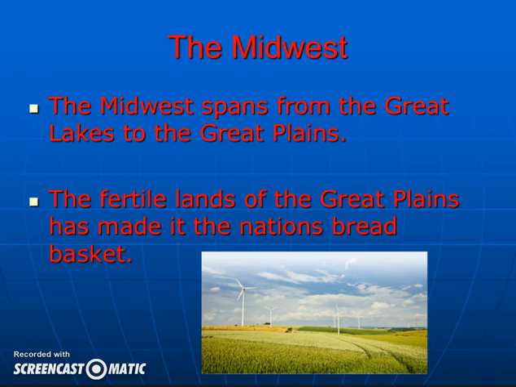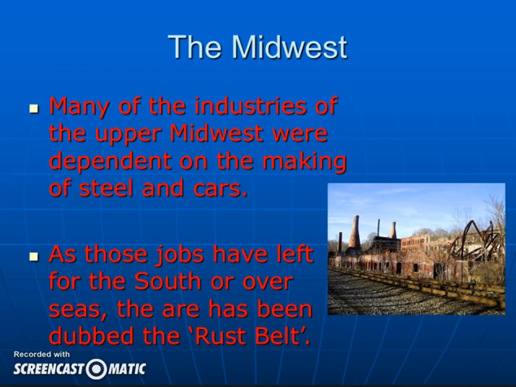The next region is the Midwest. The Midwest spans from the Great Lakes all the way to the Great Plains. Again, this is fertile land, and as a result, the Midwest is known as the nation's breadbasket. This is where the bulk of our food is grown. The Midwest at one point also had a great deal of industry, most of it fixated on the steel industry, which is making steel for cars and buildings. As time went on, though, those jobs were shipped either to the South or overseas, and now that area is known as the Rust Belt.